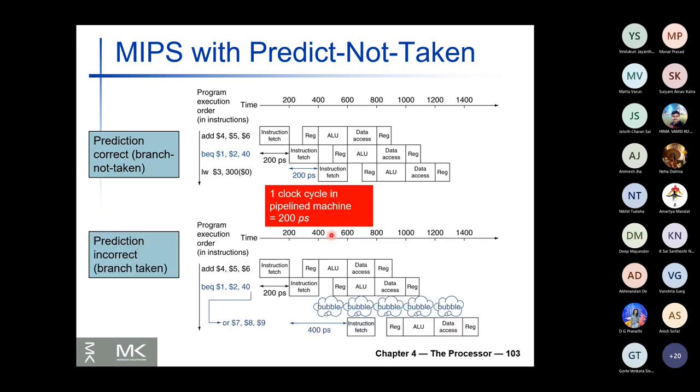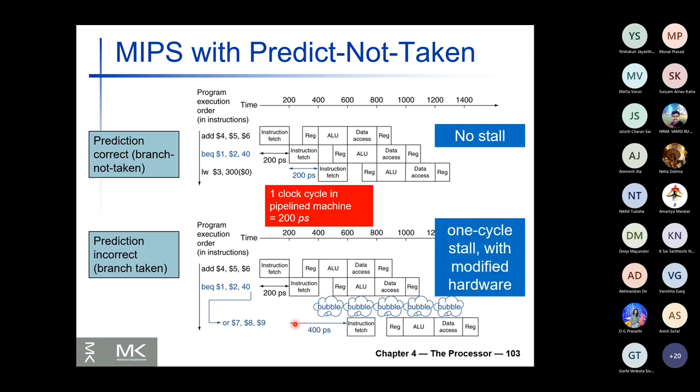If the prediction is correct, then the branch is not taken, and there is no problem. We don't lose any time. If the prediction is incorrect, then I insert one bubble, and since the hardware has already moved to the register and ID stage, with one bubble I can decide this. So in the previous case we had no stall; here we pay a penalty of 1 stall with the modified hardware if the prediction is incorrect.